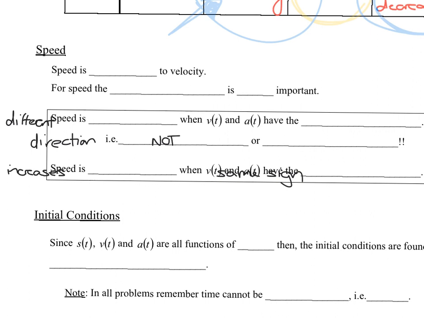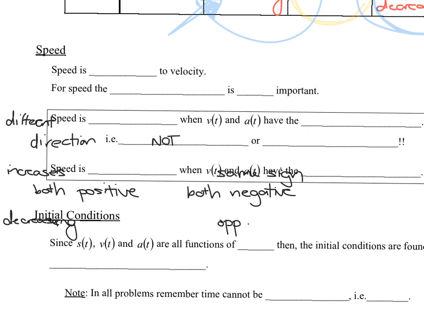So that means that speed can increase when v of t and a of t are both positive or both negative. When they have opposite signs, the speed decreases, right? So speed is decreasing when v of t and a of t have opposite signs. And that makes sense.